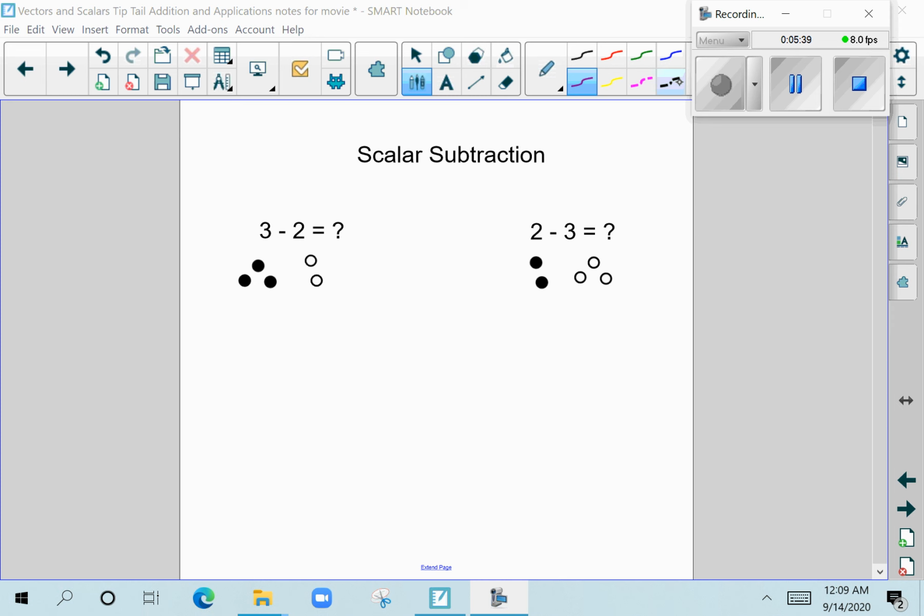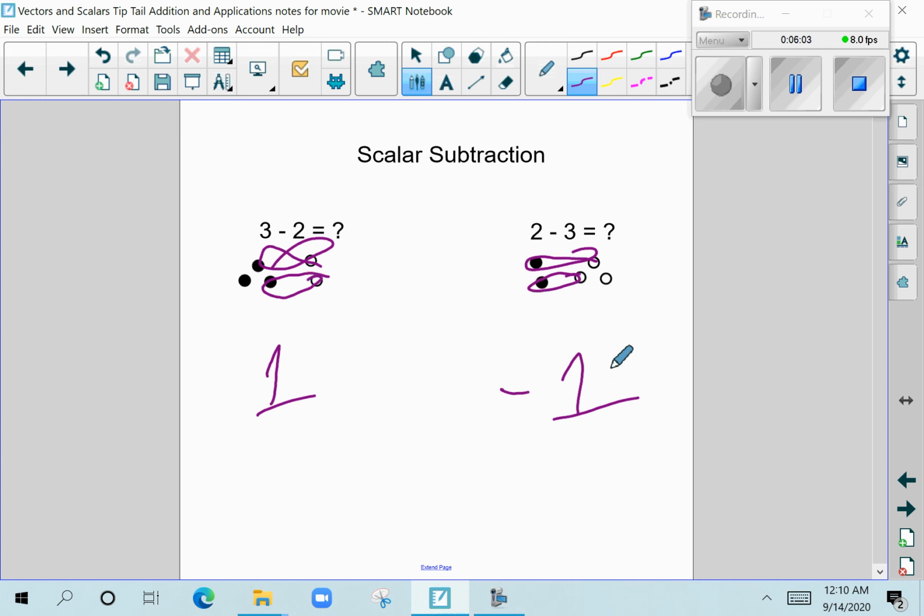Now, when we subtract, we can think of it as taking away. So here I have 3 dots, but then I'm going to have these holes that are going to take away 2 dots. And so I have 1 dot left. But let's say I have 2 dots, and I'm going to go 2 minus 3. Well, then I have 2 dots, and I have 3 holes, and each hole is going to eat up a dot, but in the end I have 1 hole left over. So now I have -1.